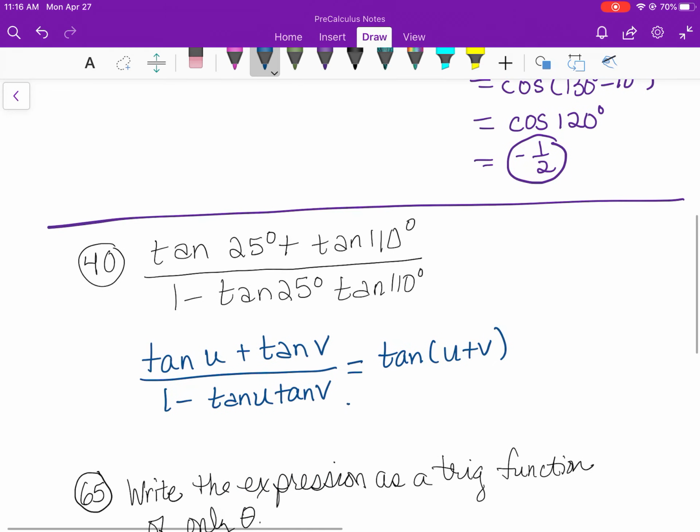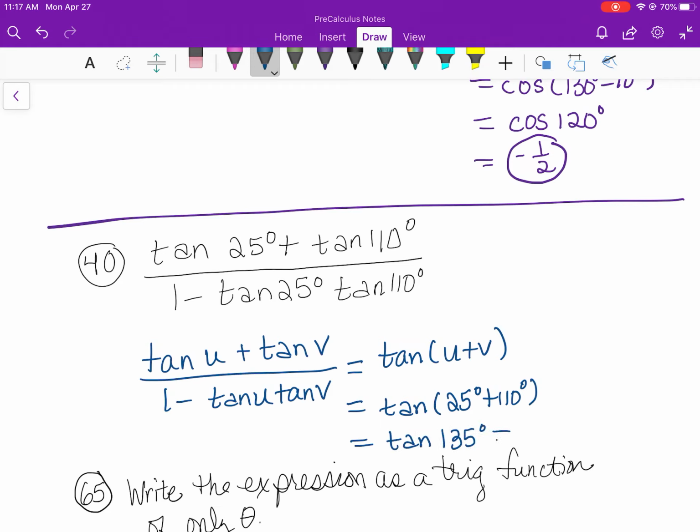Plug in what you know. So that becomes the tangent of 25 plus 110. That's the tangent of 135 degrees. Tangent is negative in that quadrant, and it will be a negative 1.